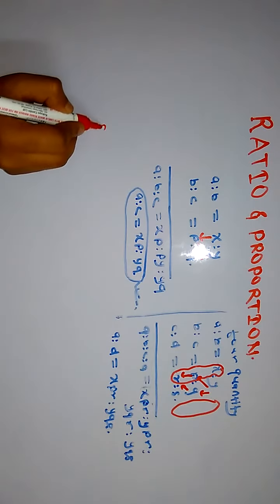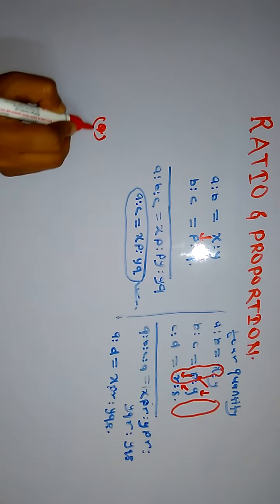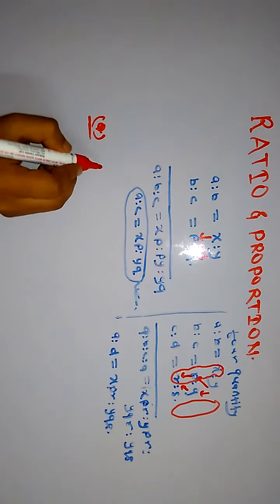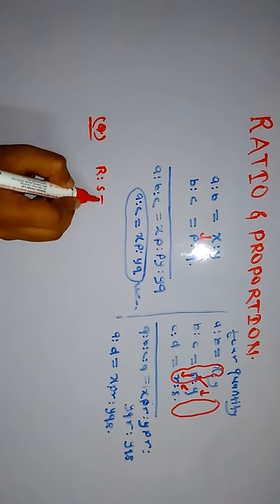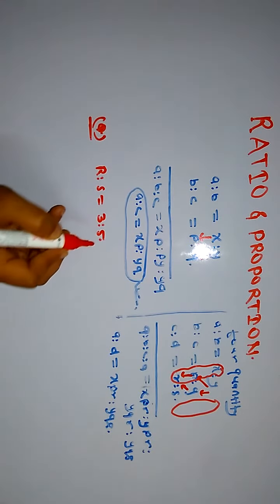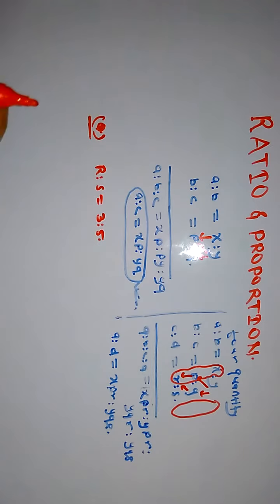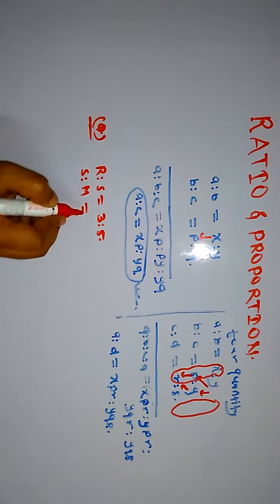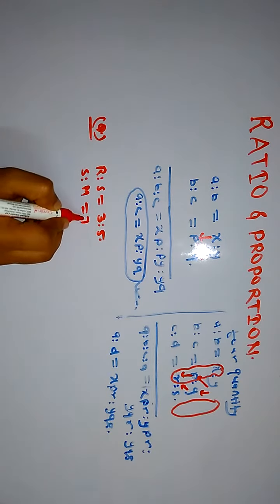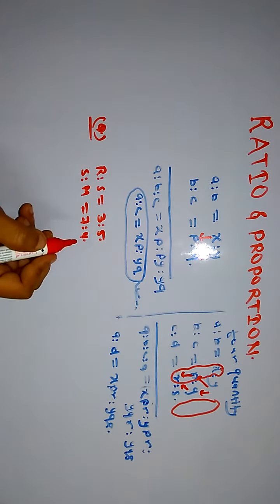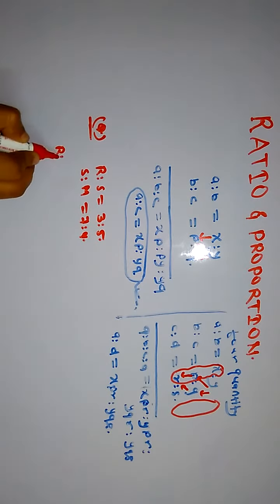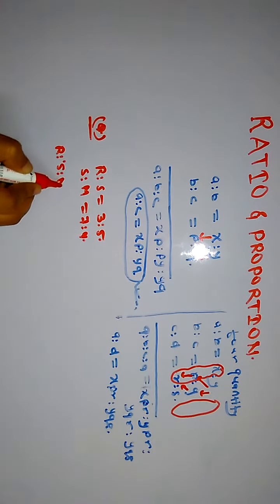It is a question: if the incomes of Ram and Syam are in the ratio of 3:5, and that of Syam and Mohan are in the ratio of 7:4, Syam to Mohan, that is 7:4. Okay, then find the ratio of Ram, Syam and Mohan.